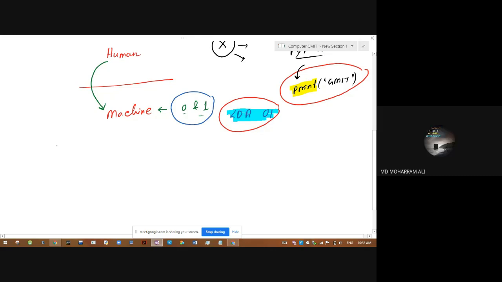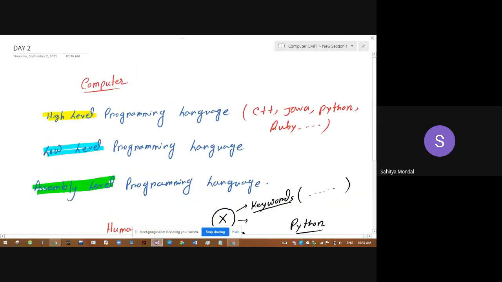Tell me, give the example of low level languages. System programming. Low level programming is system programming.